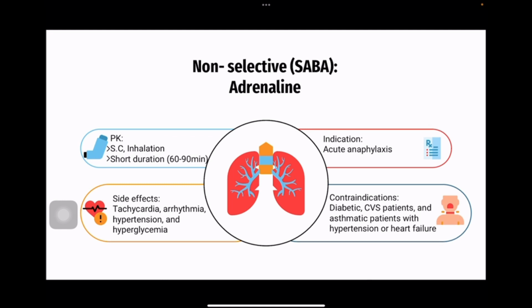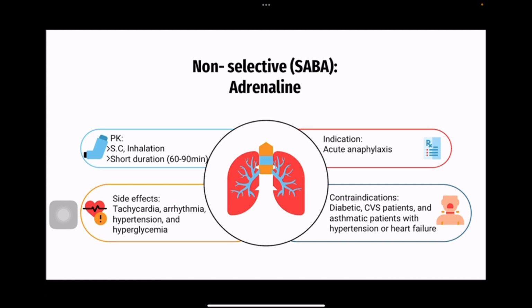Adrenaline has a lot of mechanisms of action and is considered a non-selective drug, but the two main mechanisms of action that we are interested in are, first, acting as a potent bronchodilator on beta-2 receptors, and second, an anti-histamine effect. We have a lot of routes of administration, like subcutaneously and by inhalation as a nebulizer.